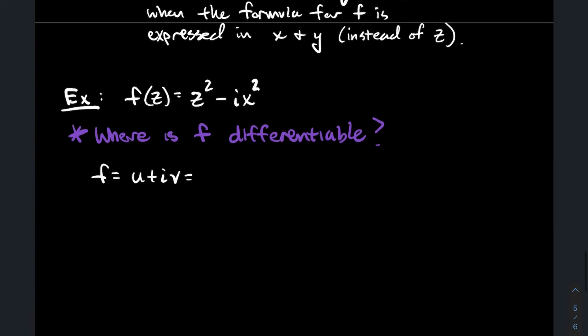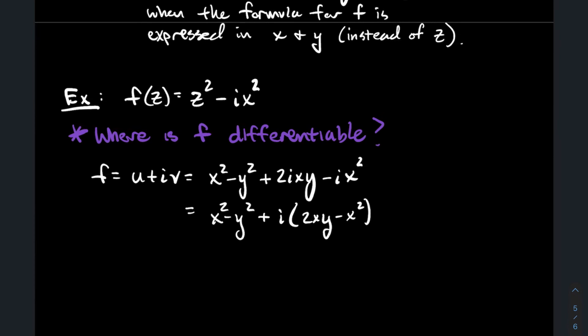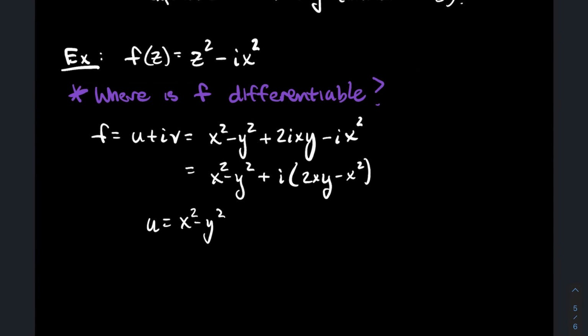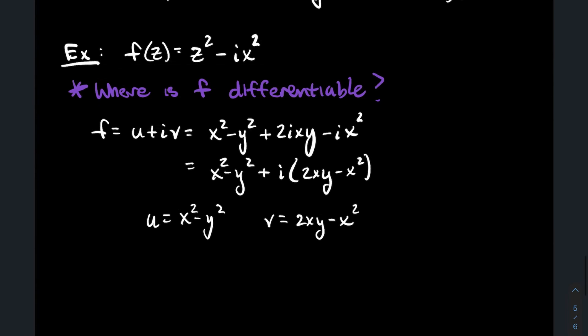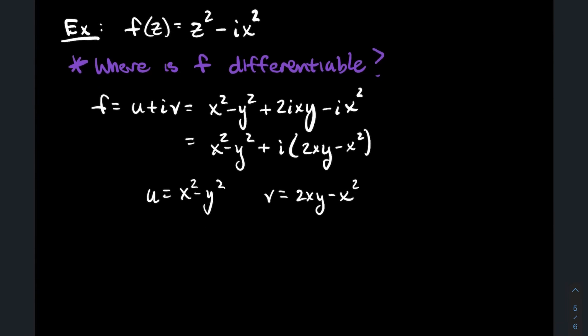All right, if I write f as u plus iv, we should put it into that form. So I'm going to get rid of the z, and I'm going to replace z squared by, I know z squared is x squared minus y squared plus 2ixy, so that minus i x squared. Now just regroup this so that you have the real stuff and the imaginary stuff together. And so what we see then is u is x squared minus y squared, and v is 2xy minus x squared. Now that I've identified those, it's time to play with the Cauchy-Riemann equations.